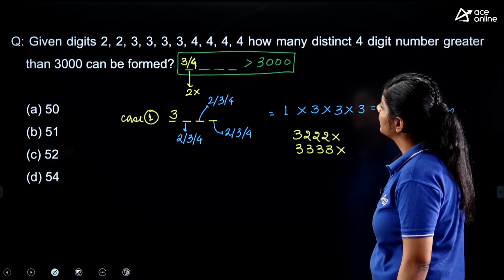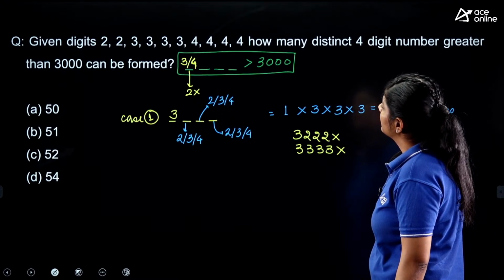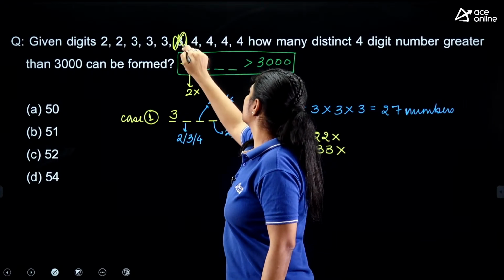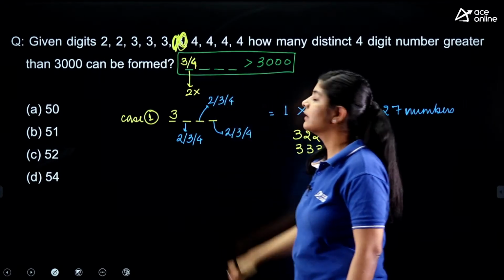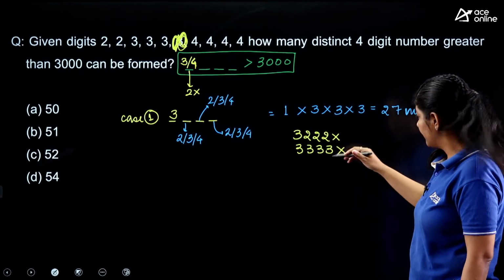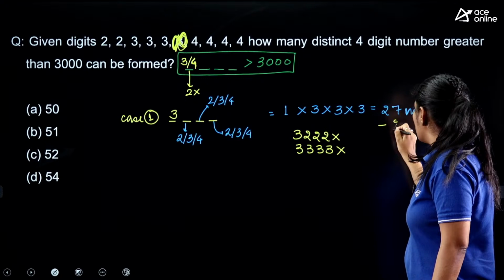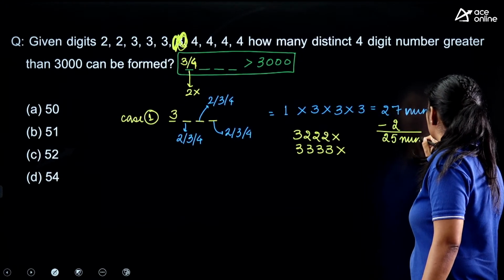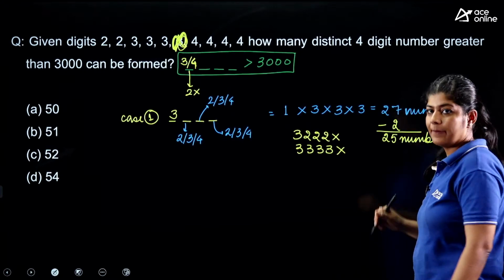Triple 3. I guess we need to reduce this number. Just skip this particular number, right? So we can't make this number as well. So now we are only left with 25 numbers, right?